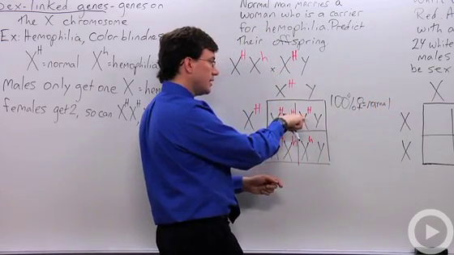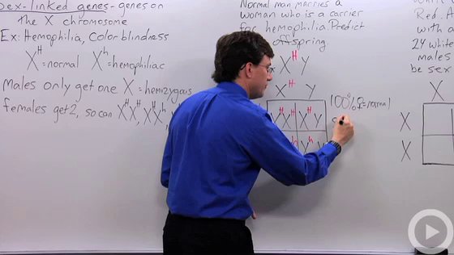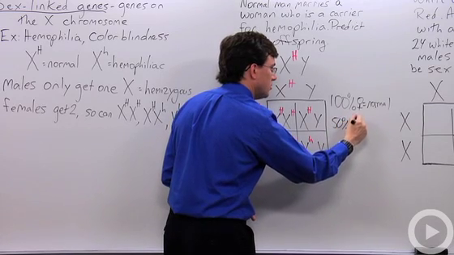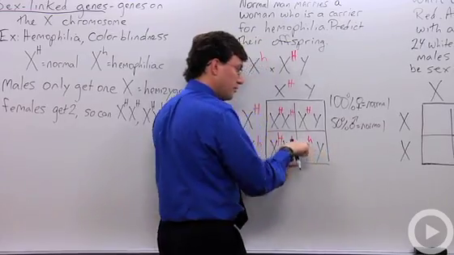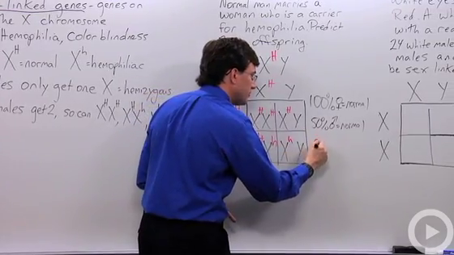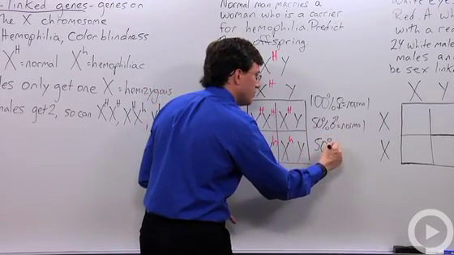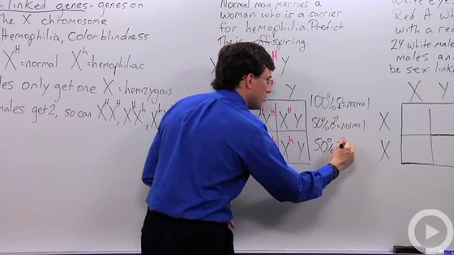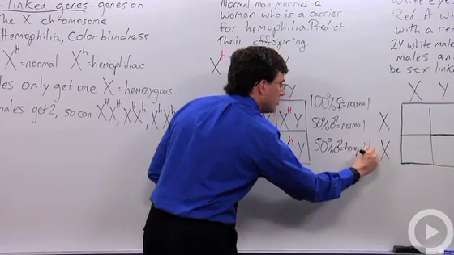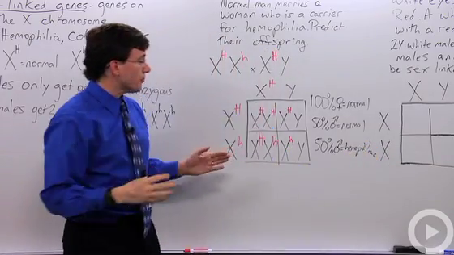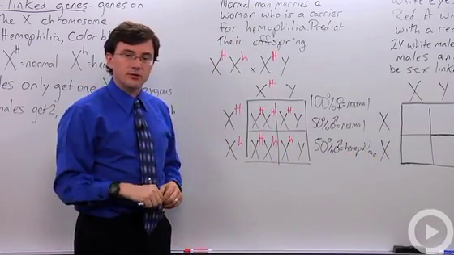Whereas this guy is normal. So 50% of the males are normal. And this guy here, however, he's a hemophiliac. 50% of the males are hemophiliacs. So that's the easy way to do it.